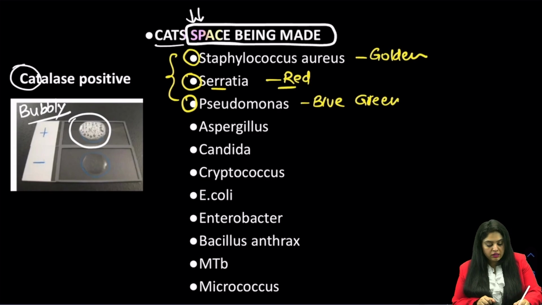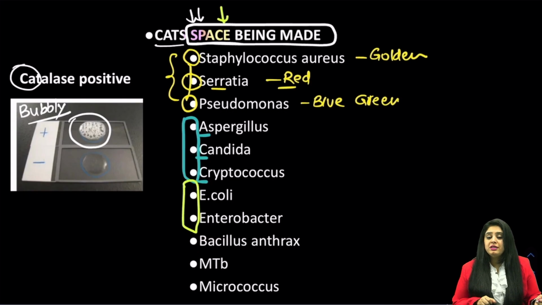Next two that I'm going to take up, A and C, these are going to be all your fungal organisms. What are the fungal organisms that we have to know of? So the next three fungal organisms are ACC: Aspergillus, Candida and Cryptococcus. That is also catalase positive. The next alphabet is E. E is, I'm going to take an entire family, the Enterobacteriaceae family: E. coli, Enterobacter. These are going to be catalase positive.